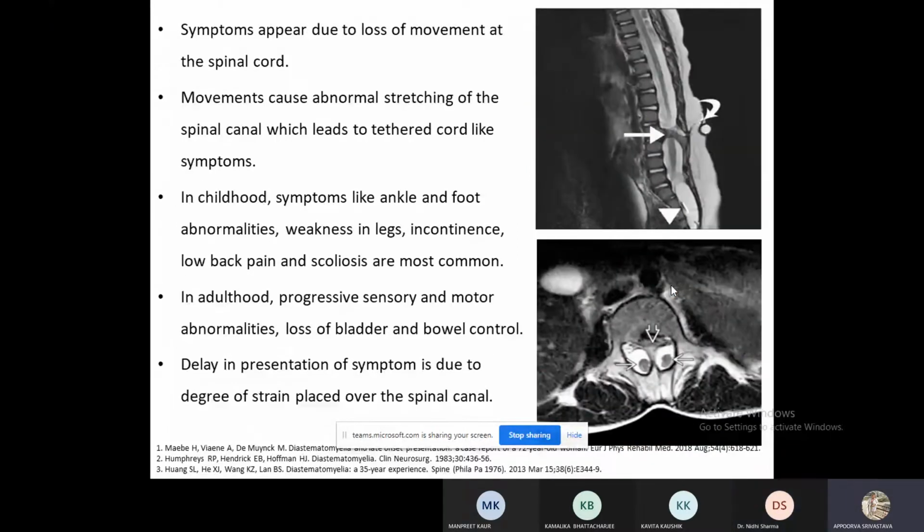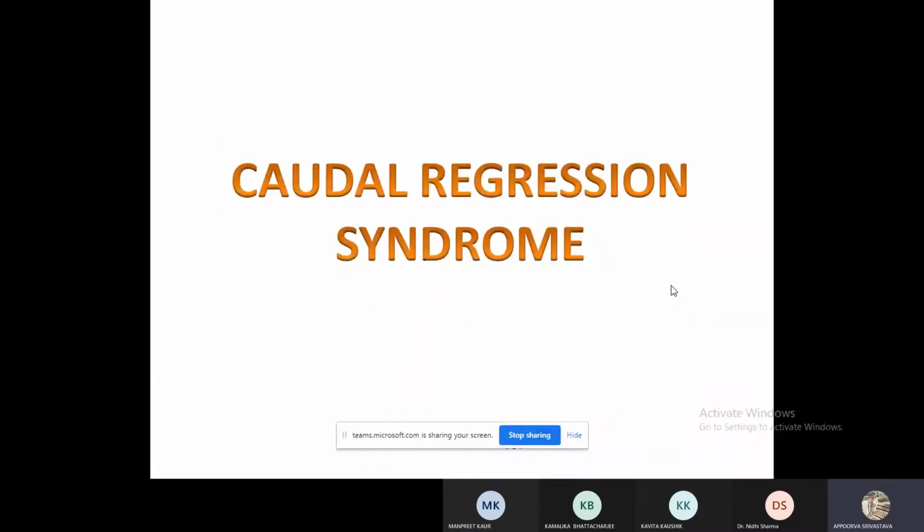Symptoms appear due to loss of movement at the spinal cord. Movements cause abnormal stretching of the spinal canal, which leads to tethered cord-like symptoms. In childhood, symptoms like ankle and foot abnormalities, weakness in the leg, incontinence, low back pain, and scoliosis are most common. Whereas in adulthood, progressive sensory and motor abnormalities like paraparesis, paralysis, and sensory loss of bladder and bowel control are more common. Delay in presentation of symptoms is due to the degree of strain placed over the spinal canal.